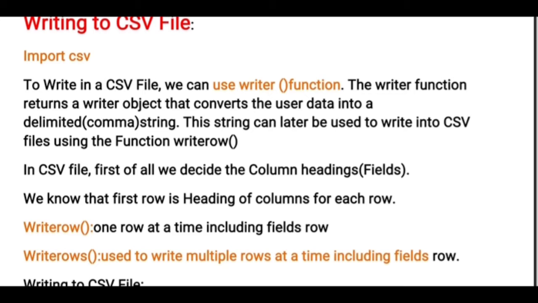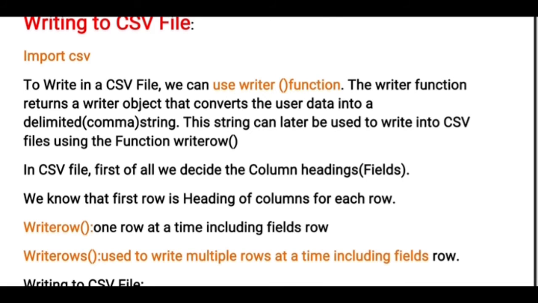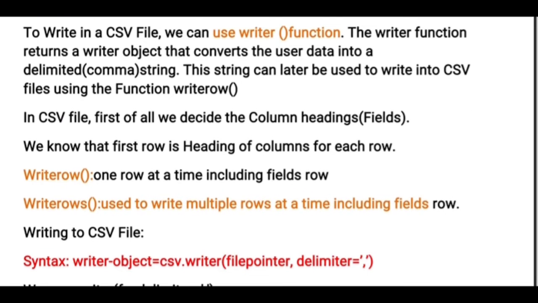So in a CSV file, first of all we decide the column headings. First of all we need to identify what should be the headings of my particular table, and after that the first row is the heading. Now we will write the content. So we can use two functions, writerow and writerows.